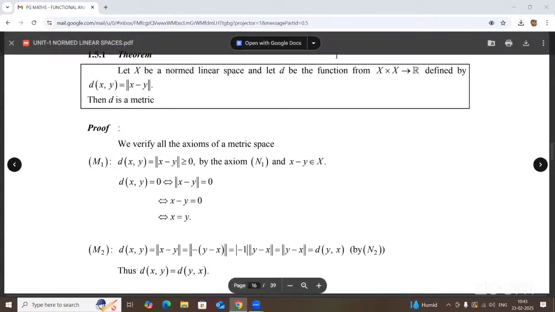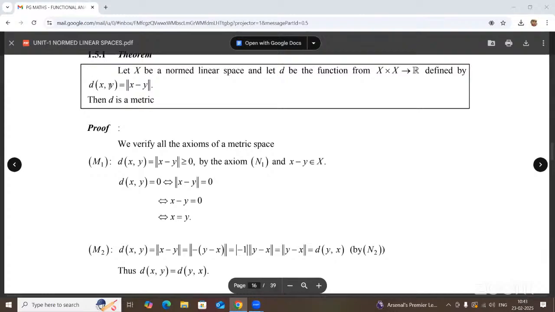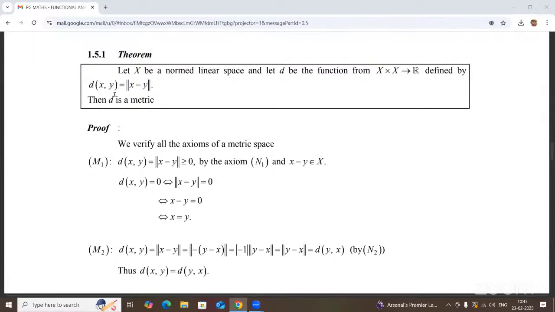Okay. Now, here d is defined from X cross X to R, defined by d of x and y equal to norm of x minus y. That is the given condition. Now, we must prove that d is a metric. So that function is defined from X cross X to capital R. That is the binary composition of a mapping. Now we will prove that d is a metric.